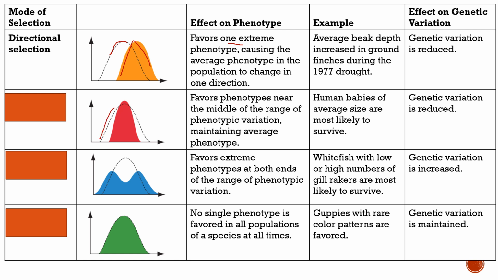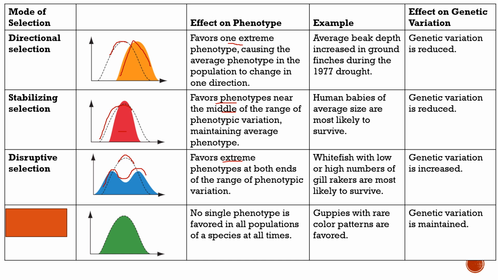And then in this case, our original shape was wider. After the selection event, it's narrowed, so we decrease, so it favors the phenotype near the middle of the range. So that's the stabilizing selection. Here we have two peaks instead of just one that was originally there. Now it favors the extreme phenotypes at both ends. That's the disruptive. And then the one that we didn't see here, where there's essentially no single phenotype that's favored, that's called balancing selection.